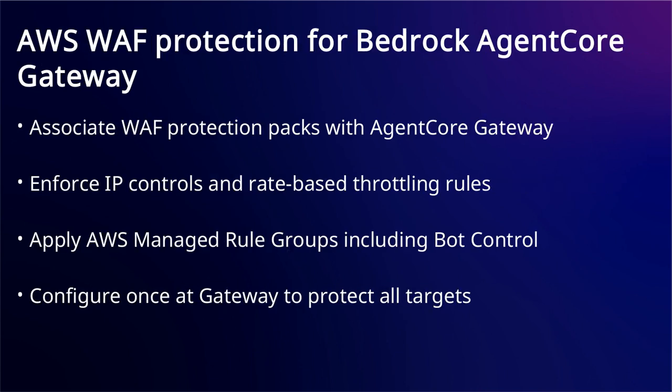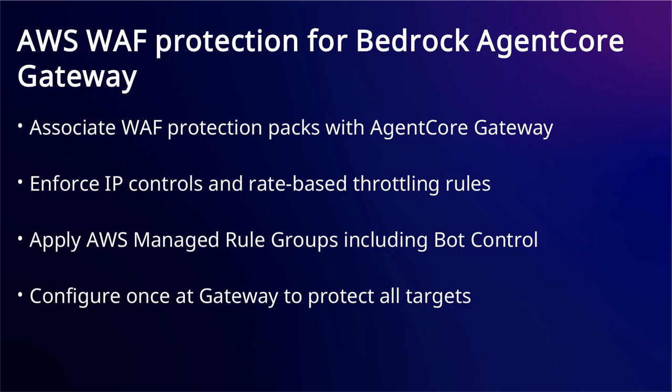As enterprises move agentic AI applications from prototype to production, they need consistent web security protections against exploits and abuse at the gateway layer. You can now associate an AWS WAF protection pack with your Amazon Bedrock AgentCore Gateway to address these security requirements. You can enforce IP-based access controls to restrict traffic sources and implement rate-based rules that throttle abusive traffic patterns. You can apply AWS-managed rule groups that include common rule sets, known bad inputs, and bot control to defend against automated threats.